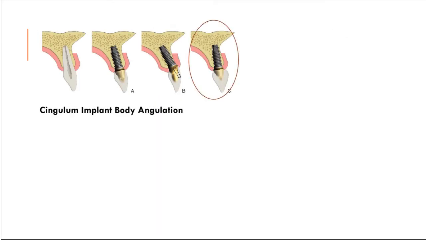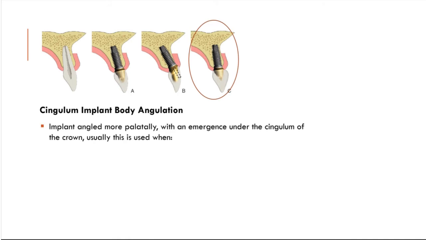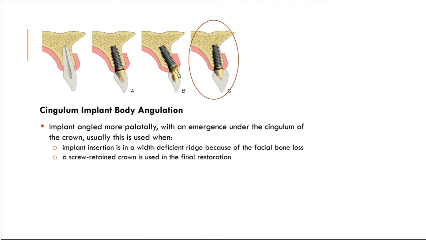For cingulum implant body angulations, the implant is angled more palatally with an emergence under the cingulum of the crown, and usually this is used when implant insertion is in a width deficient ridge because of facial bone loss, or when a screw retained crown is used in the final restoration, or to increase the bone thickness on the facial of the implant body.